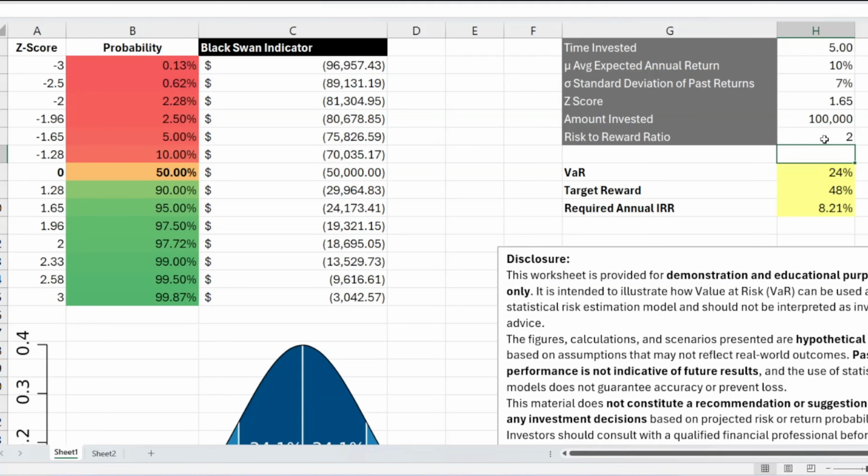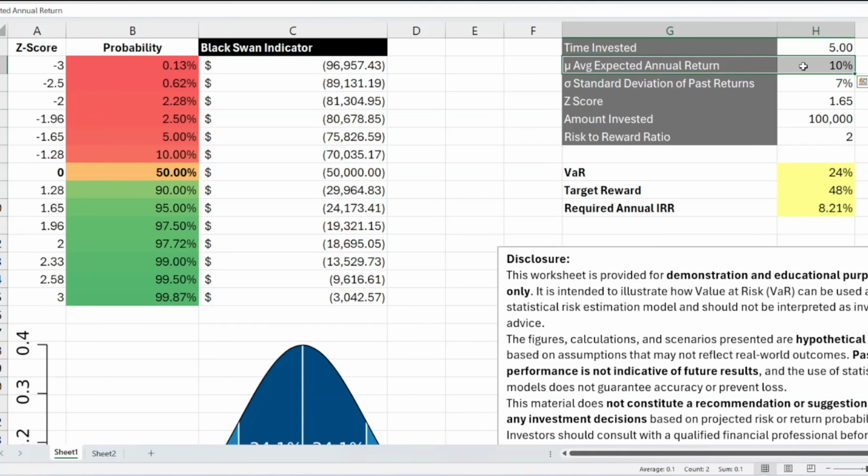So if we set our risk reward parameters to 2 as a baseline, it's always typically 2-to-1 risk to reward. We see that our target reward, if this is our amount we're risking, our target reward over the same 5-year time period is 48%, annualized to an 8.21% return. So to reach our 2-to-1 return target, we need an 8.21% return on average.